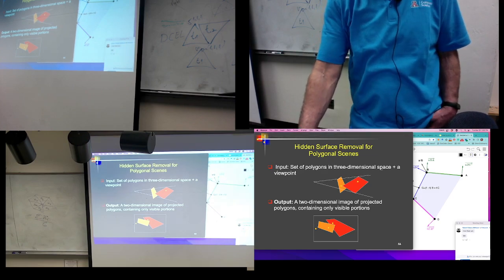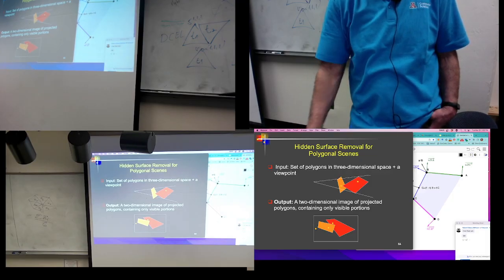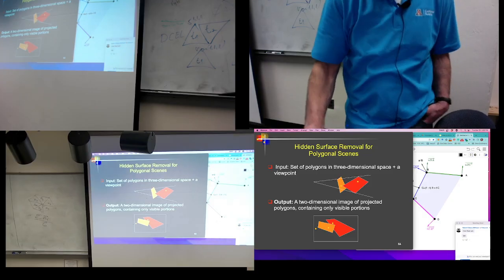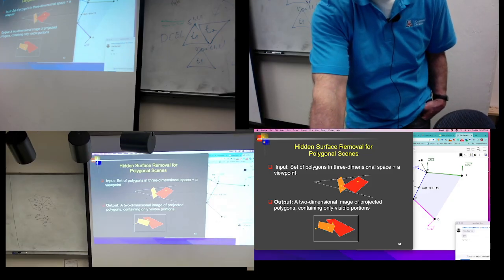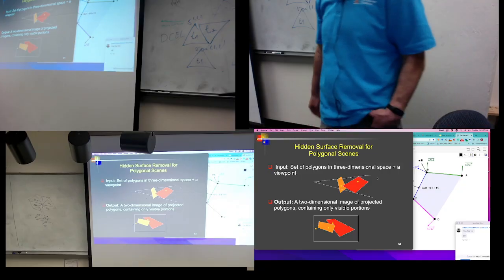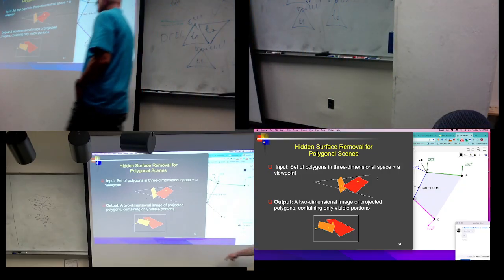I have a set of polygons in 3D. I have the viewer. And I want to create a two-dimensional image of these projected polygons. And of course, only what the viewer sees from the triangles needs to be represented.